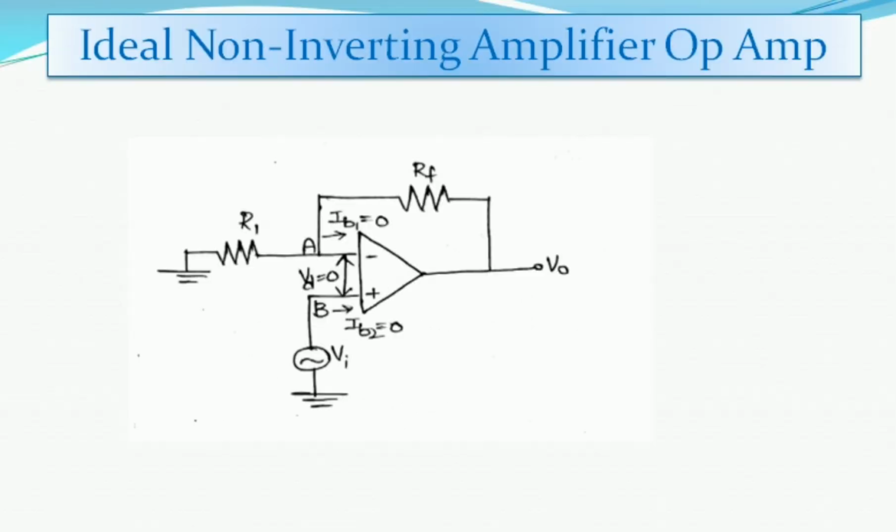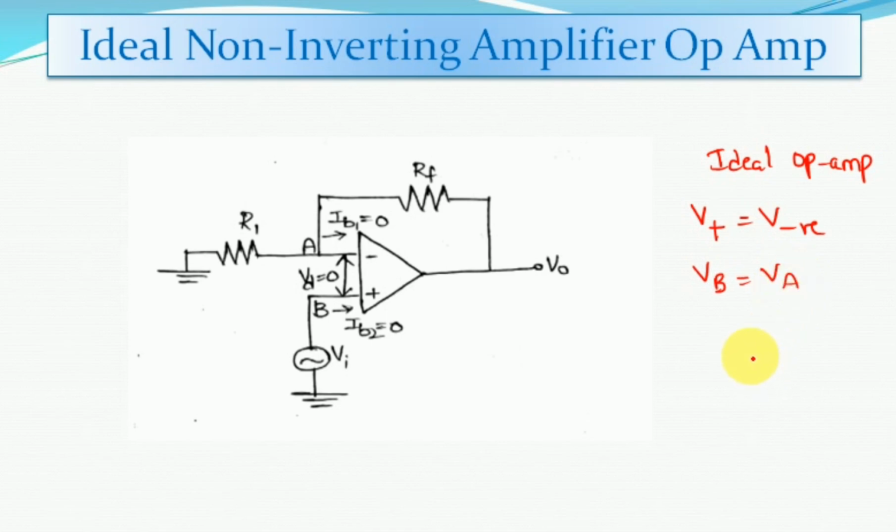As we know, this non-inverting amplifier circuit is nothing but the input signal given to the non-inverting terminal of the op-amp, and therefore we will find the output voltage V0. Here we are assuming that the op-amp is an ideal op-amp. Since the op-amp is working in ideal case, the non-inverting terminal potential is always equal to the inverting terminal potential. So the node voltage at B is always equal to the node voltage at A.